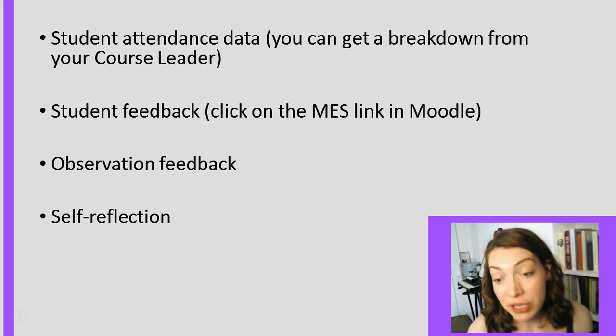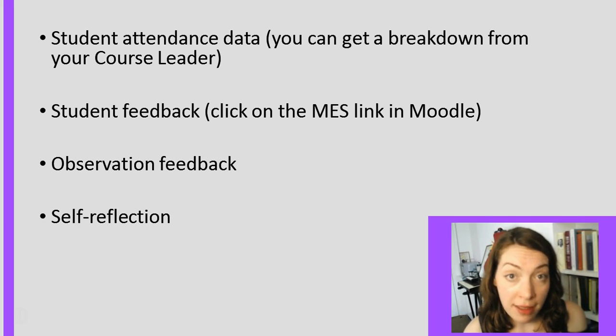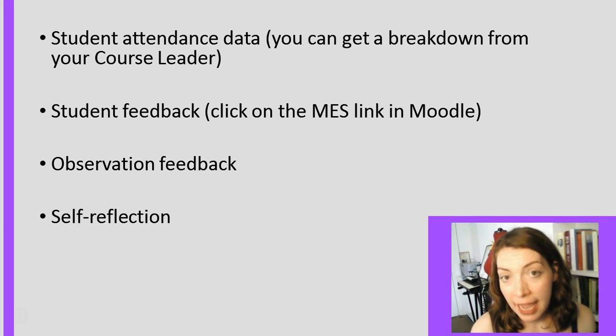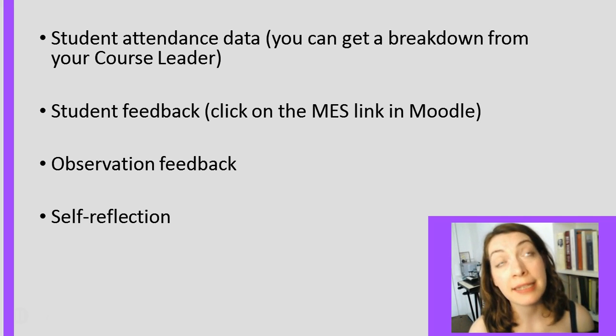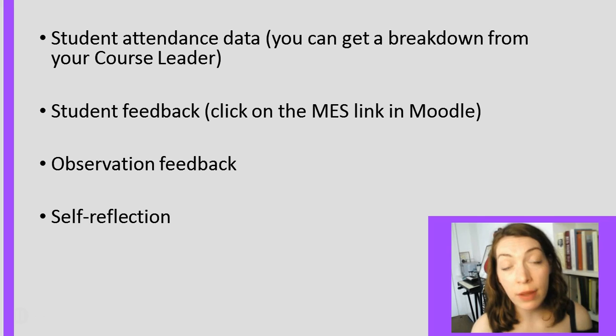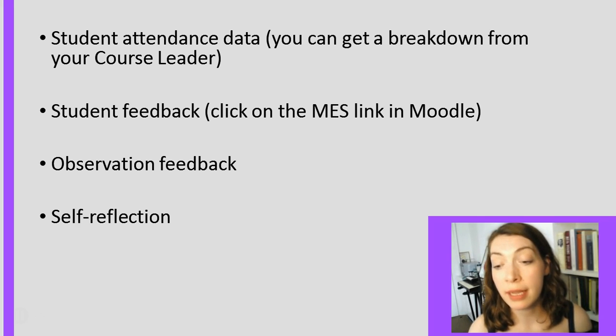And then you've got your observation feedback. So you should have been observed this year. Go back to that. What was your deliberate area of practice? Is it something that you can build into your scheme? Did you make any successful changes last year following from your observation that you can continue to develop in your scheme? And then just general self-reflection.